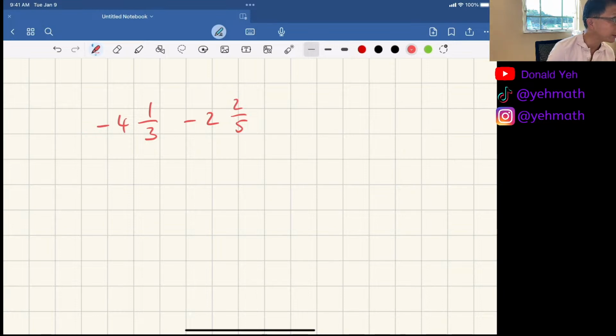You still need to know how to add a negative number and subtract a negative number.